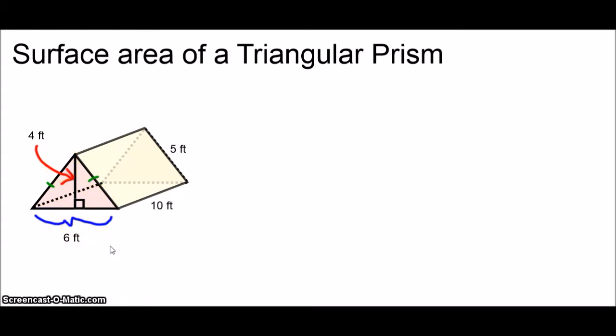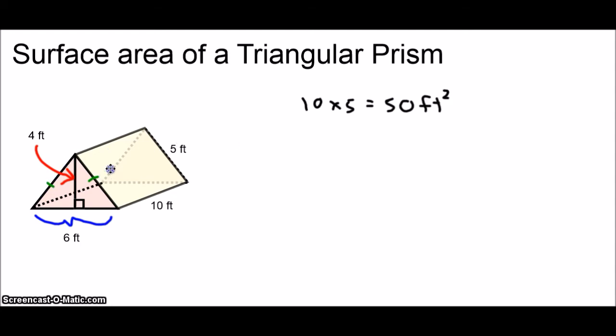So let's start by finding the area of each rectangle, and then the area of the 2 triangles, and we'll add them all up. Begin with this yellow rectangle that you can see right in the front. The dimensions of that are 10 feet by 5 feet. So to find the area of a rectangle, it's just 10 times 5. That would be 50 square feet.